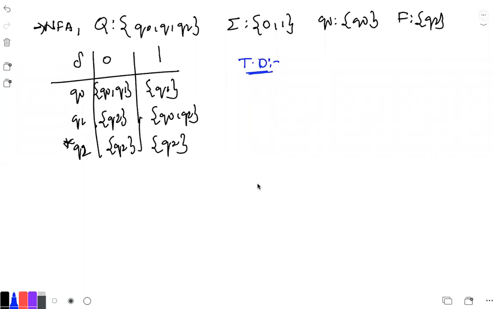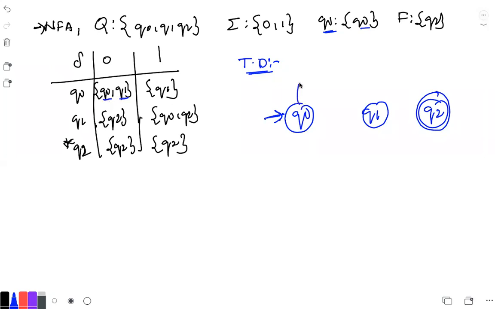How many states? 3, sir. From the given data, we can infer there are 3 states: Q0, Q1, and Q2. What is the initial state? Q0, sir. In the question, it is given as Q0. So Q0 is initial. Q2 is final, right? Yes, F is given as Q2, so make it the final state. Now come to the mapping. Q0 on 0, what is it saying? It goes to Q0 and Q1. So Q0 on 0 goes to itself as well as Q1. Clear, all of you? Yes.